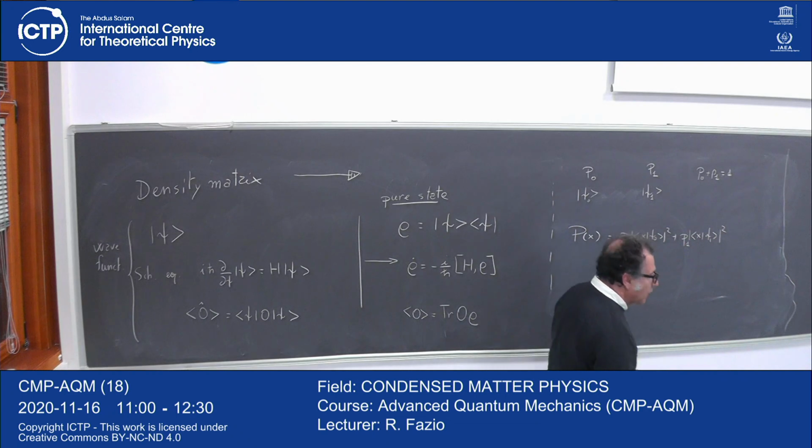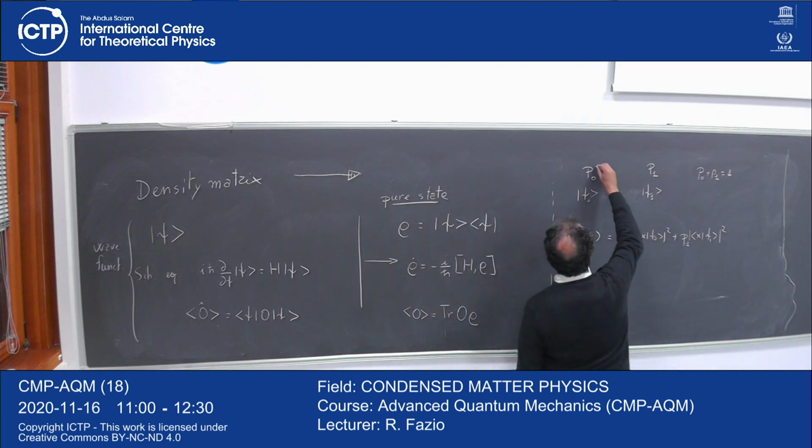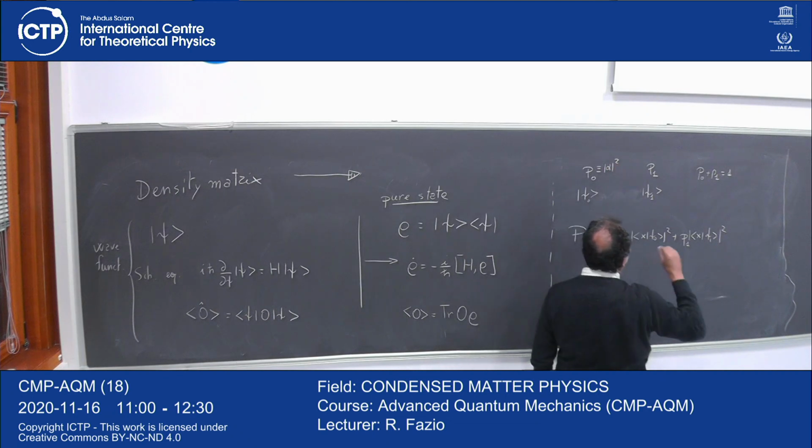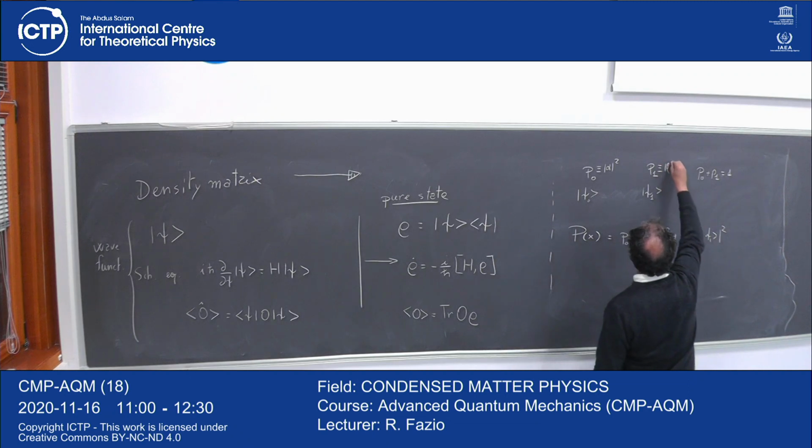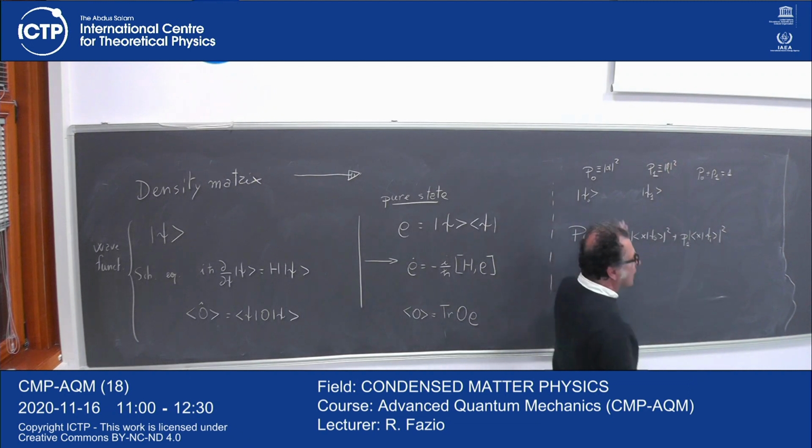Okay? So now, just to make a connection to what we wrote two seconds before, I call P0 alpha squared and P1 beta squared. So what is the difference of this result from the previous result?